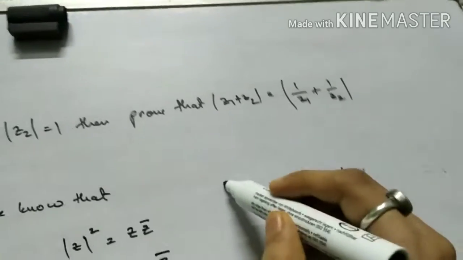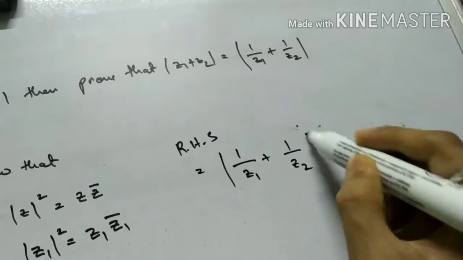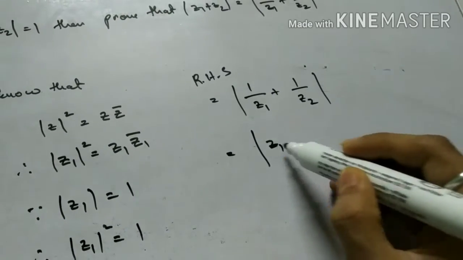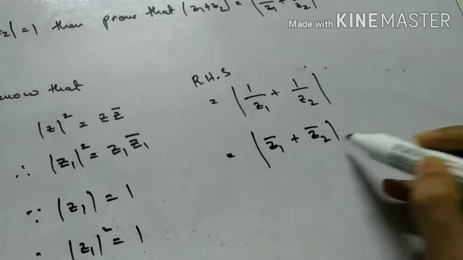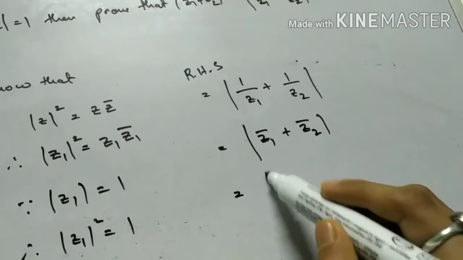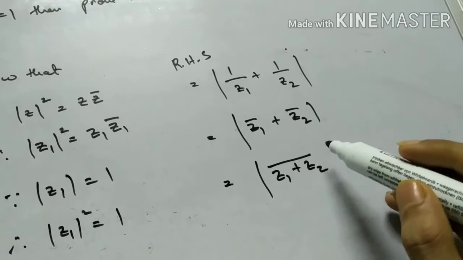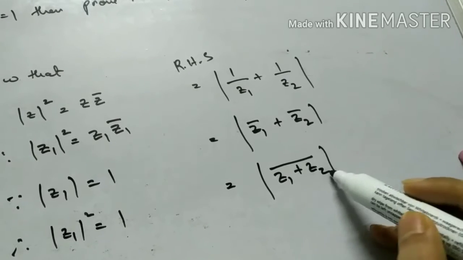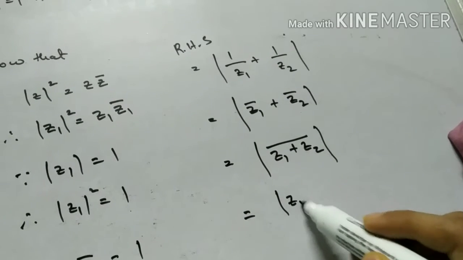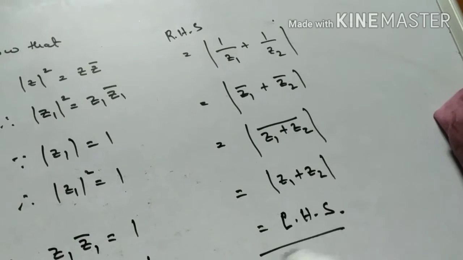Now I will start from RHS. RHS is equal to modulus 1 by z1 plus 1 by z2. So this I will get modulus z1 bar plus z2 bar. So this one I can write it as modulus z1 plus z2 bar, okay, modulus z1 plus z2 bar. So this is equal to modulus z1 plus z2, which is equal to LHS.